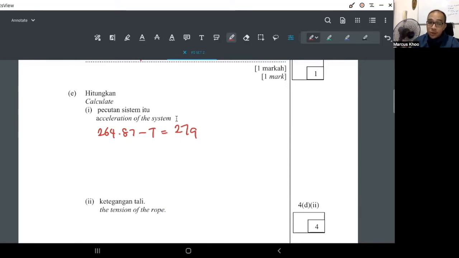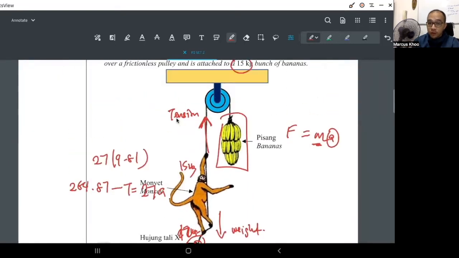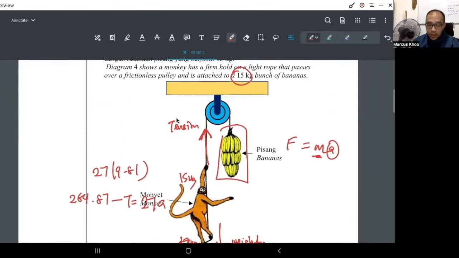But we need a second equation for this. The second equation will obviously involve the bananas. The bananas are going to go upwards, so the MA, the A, is going to be upwards this way. But at the same time, the bananas have this force and tension between them. You have the weight of the bananas minus the tension of the string.